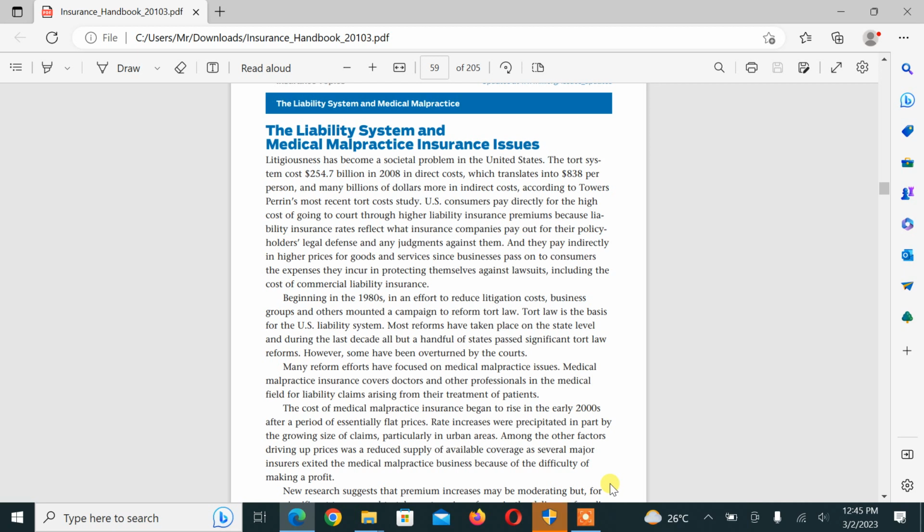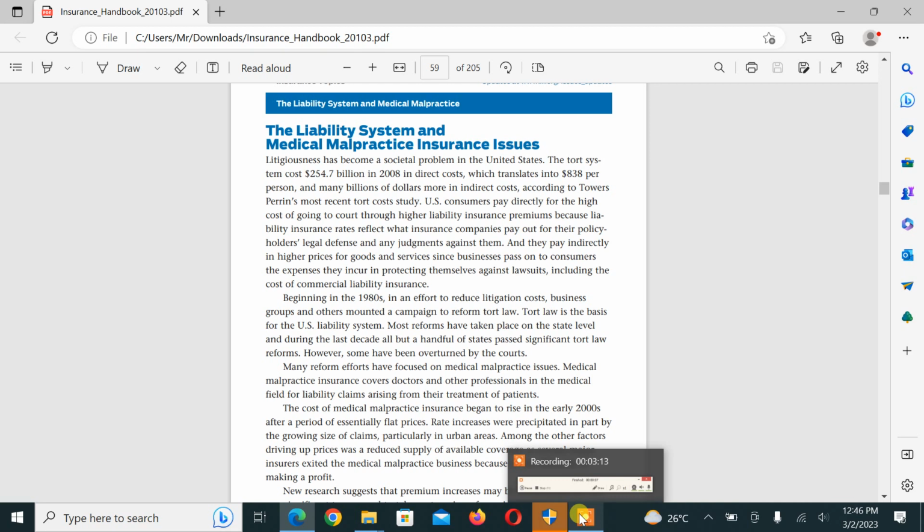Most reforms have taken place on the state level, and during the last decade, all but a handful of states passed significant tort law reforms. However, some have been overturned by the courts. Many reform efforts have focused on medical malpractice issues.